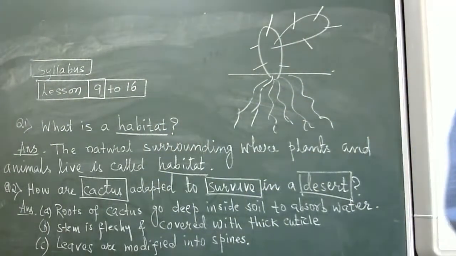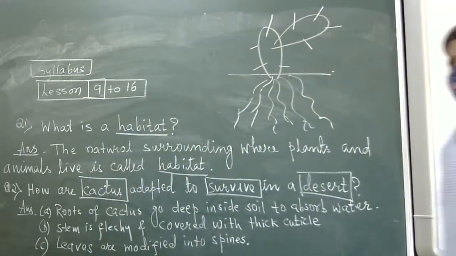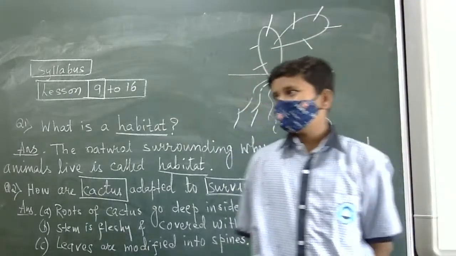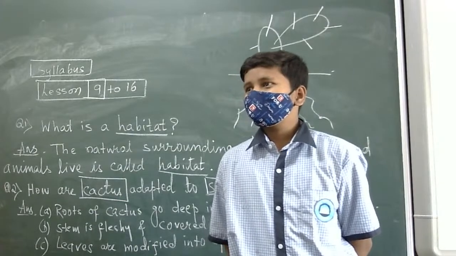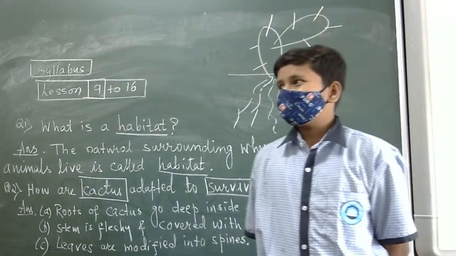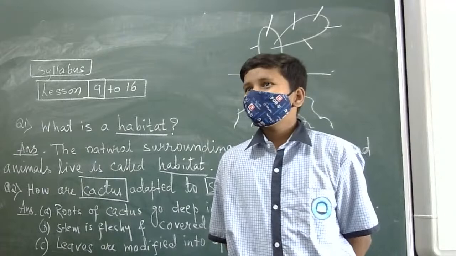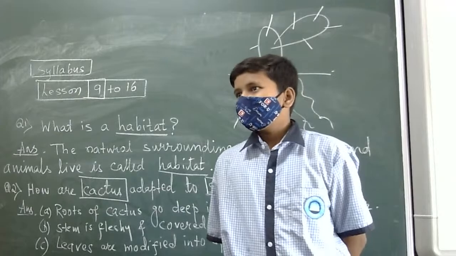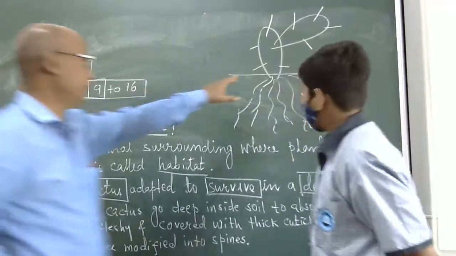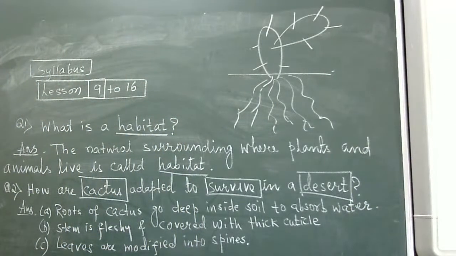Okay. Yes, you come and tell. Roots of cactus go deep inside and absorb water. Second, the fleshy stem is covered with thick cuticle or covering. And third, the leaves are modified into spines. Okay.